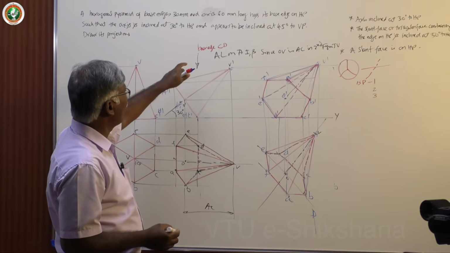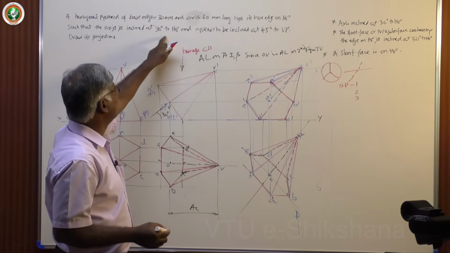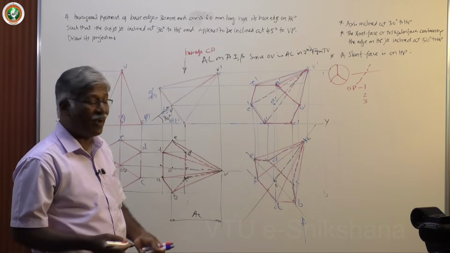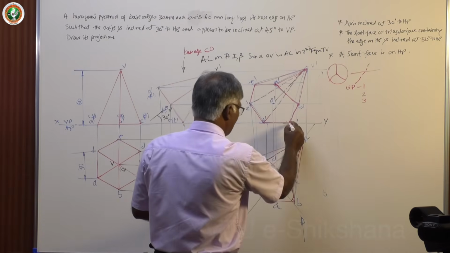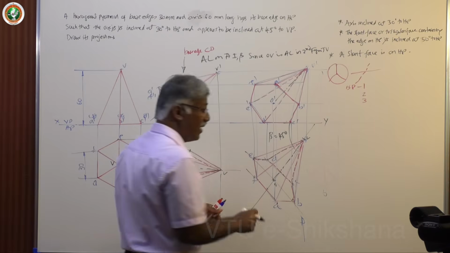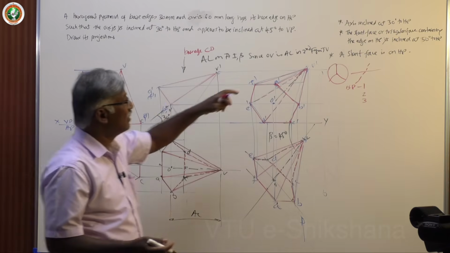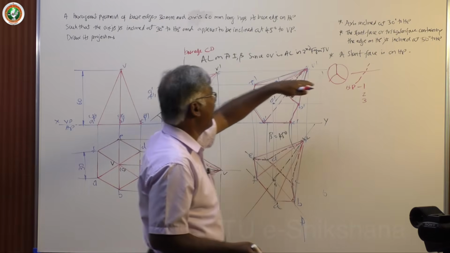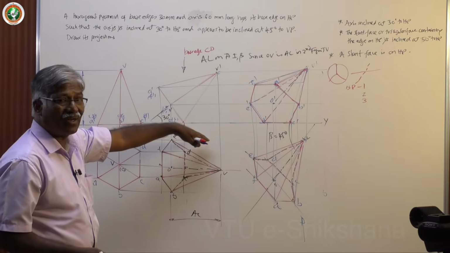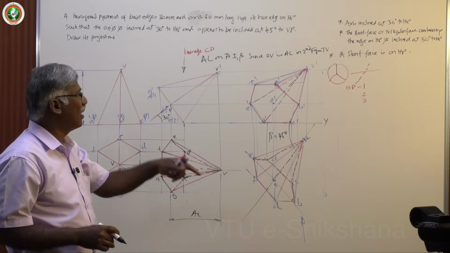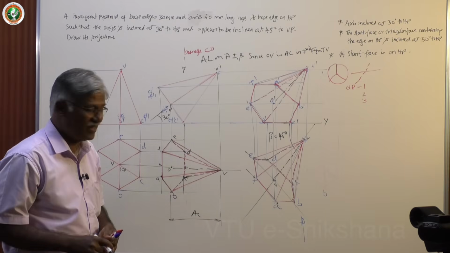But for the same problem, if I give directly 30 degrees to HP and inclined at 45 degrees to VP, you have to find beta. Here we have given beta equal to 45 degrees. In that case, you have to see the axis inclined at 30 degrees to HP and 45 degrees to VP. If I add them, then you will have beta, and following that procedure you will get around 55 degrees.